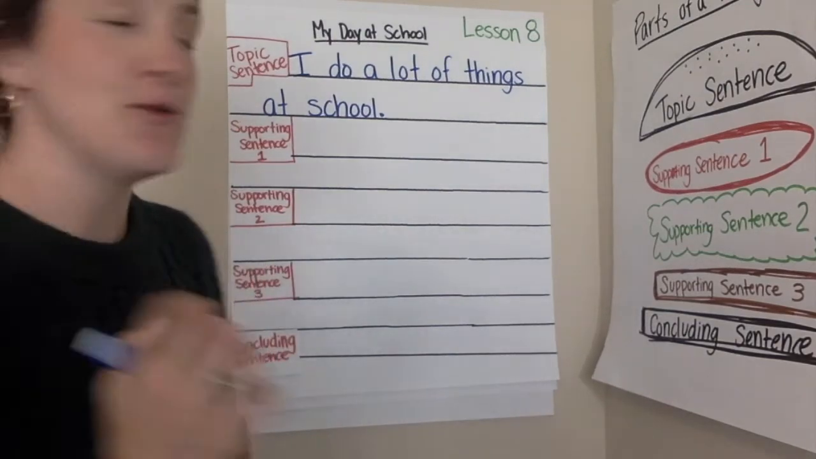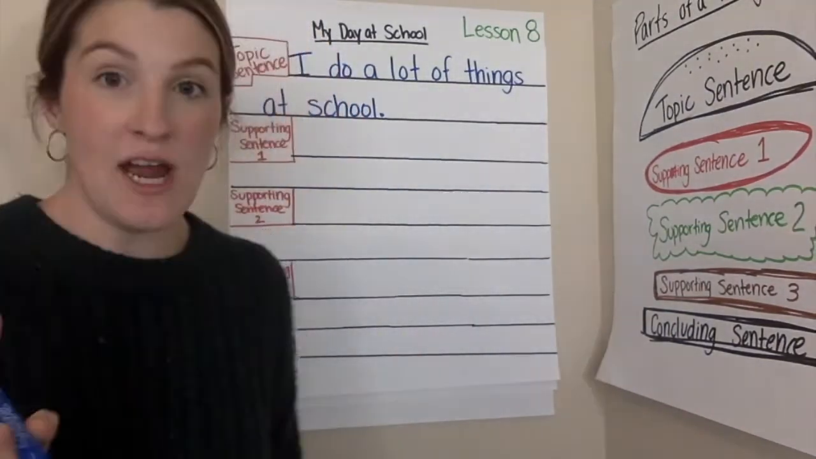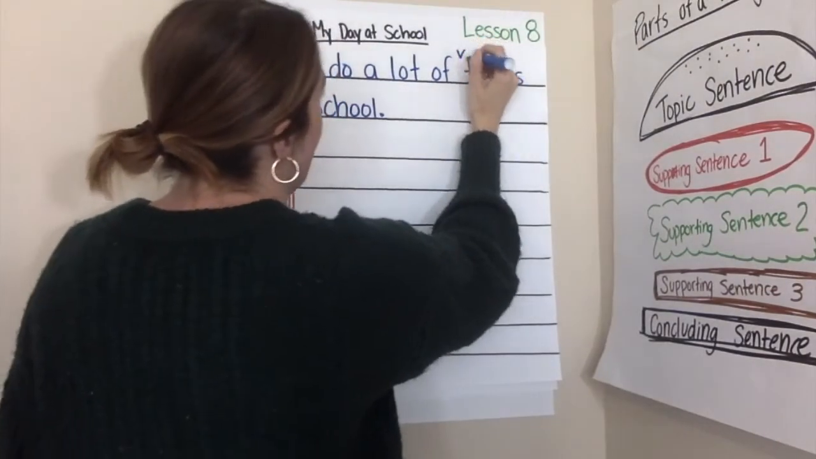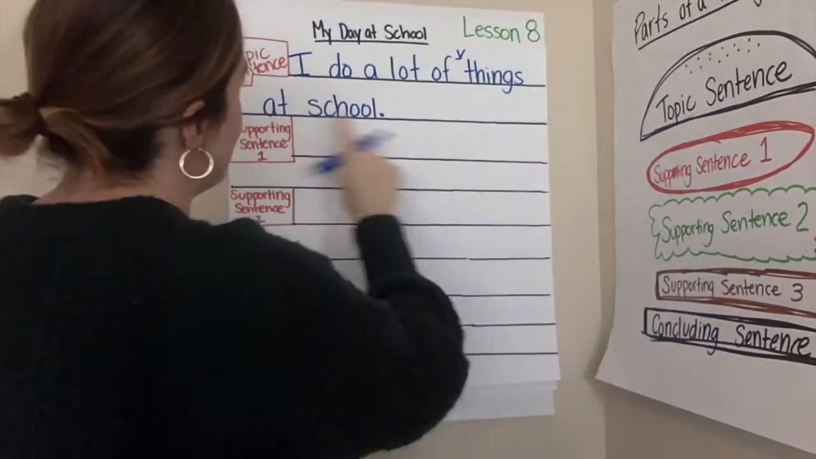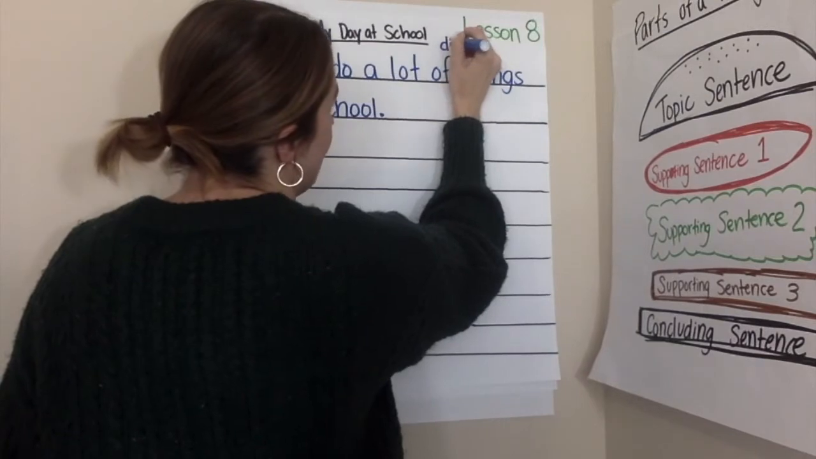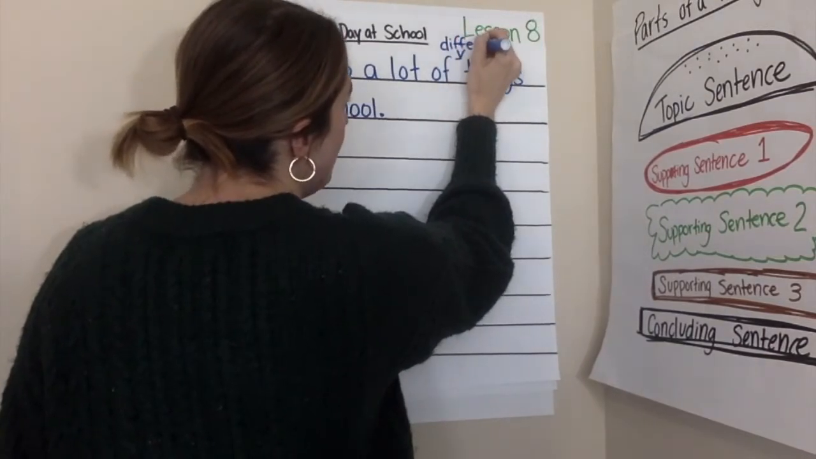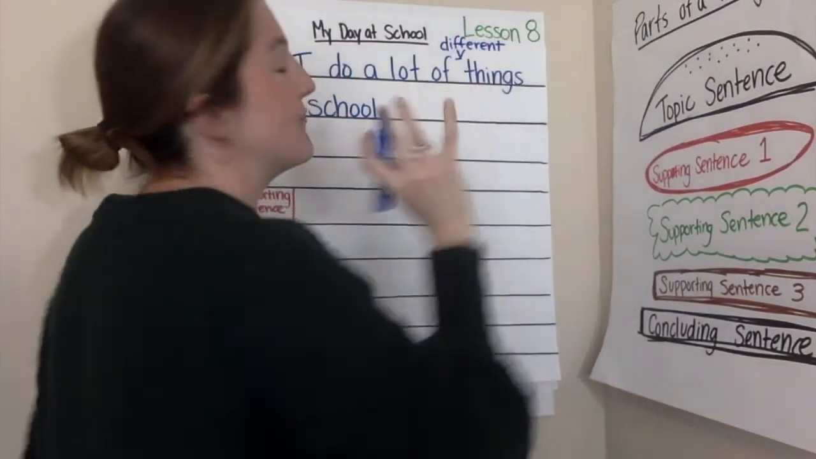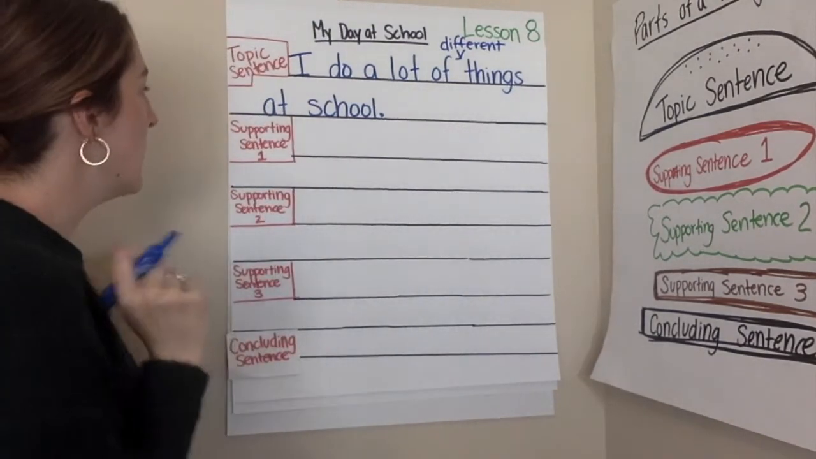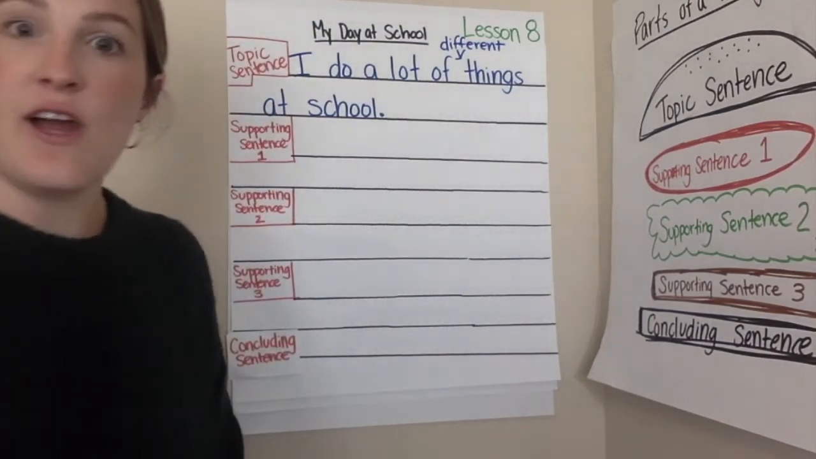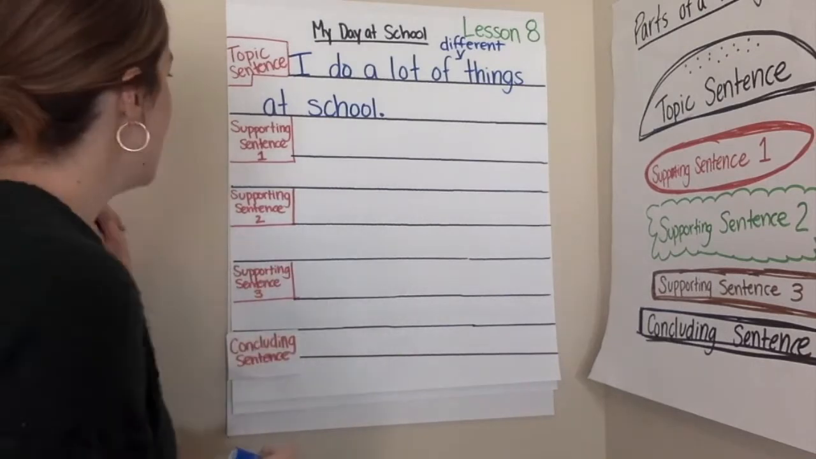And I forgot the word different. So because this is a draft, I can go ahead and add it in. It does make sense. I do a lot of things at school, but I want to say different things and add in that word because I want to talk about the different things that I do at school. Okay, so that's why we make a draft, because then I can add it in as I go.